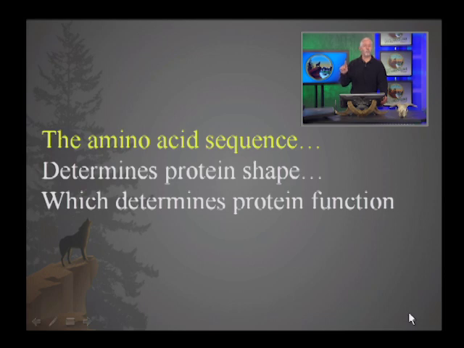So the amino acid sequence. Again, you might have a protein that's hundreds of amino acids in length. And you could have one of 20 different amino acids at each position in that protein. So the amino acid sequence of a protein determines the protein shape. That determines the protein function. So that's an important concept, and one that we'll come back to, because this also has evolutionary implications because of the many functions that proteins have.